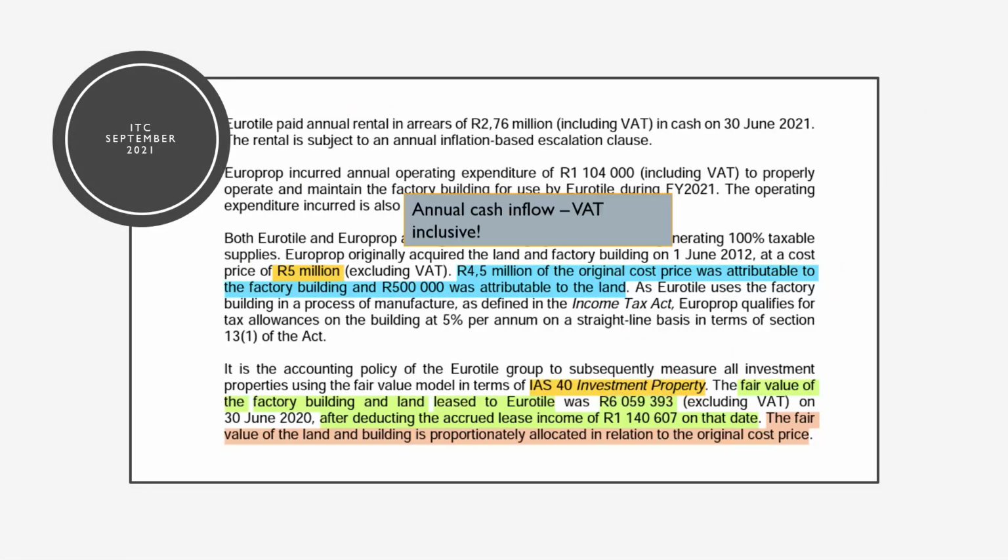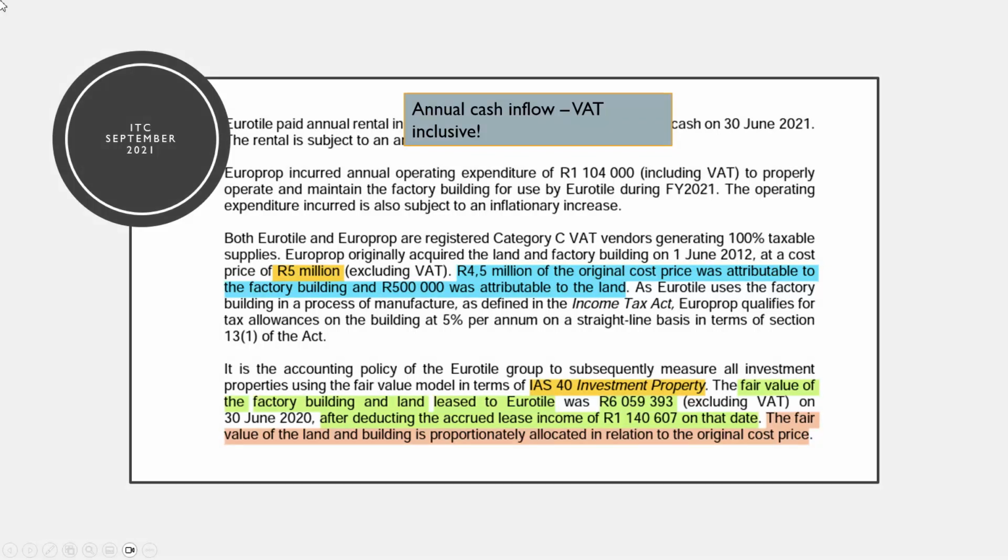So that is the cash inflow. Europrop incurred an annual operating expenditure of 1.104 million to properly operate and maintain the factory building. We incurred the expenditure as Europrop, so annual cash outflow, which is also VAT inclusive. So we have to exclude the VAT from this. Both Europrop and Eurotile are category C VAT vendors.